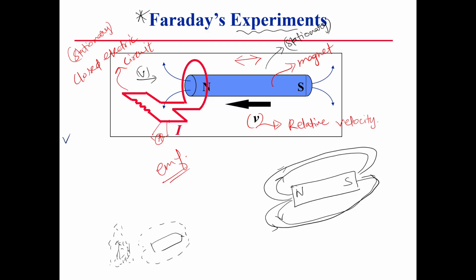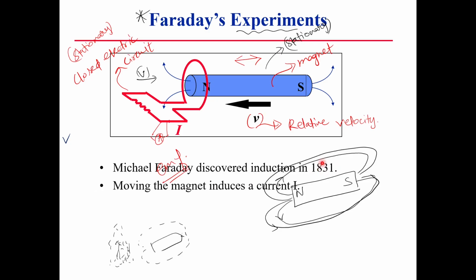Okay, so now let's go and check. This is Faraday's experiment. We have talked about it. Michael Faraday discovered induction in 1831. Oh my God, it was way, way before. 1831. Can you imagine this time? At this time he did this. He found this: moving the magnet induces current I. Reversing the direction reverses the current.